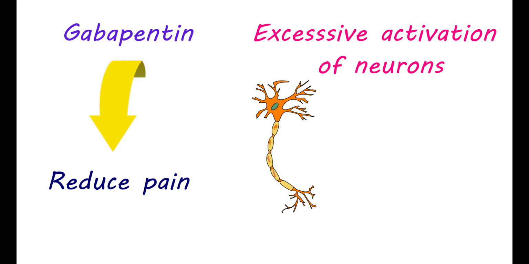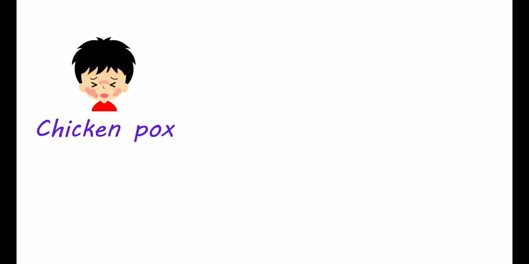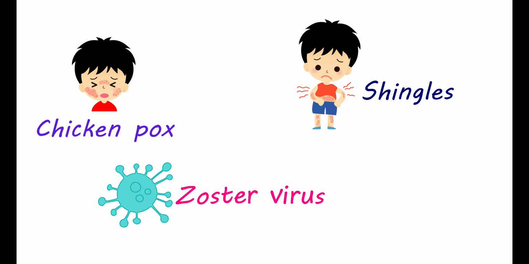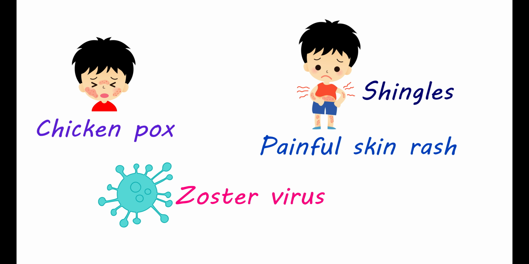Gabapentin can reduce pain that is associated with excessive activation of a few neurons. When a few groups of neurons fire excessively, they may generate pain. This condition is known as hyperalgesia. People who had a chickenpox infection previously may have a risk of shingles. It is the reappearance of a zoster virus infection that causes a painful skin rash. Even though the rash disappears, the pain may persist for a few months. It may be due to damage to a few neurons in your body after shingles.